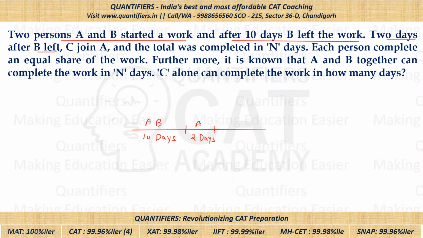So 2 days after B left, now C joins A. So now A and C will work together. And the total work was completed in N days. So the complete duration is given as N days.